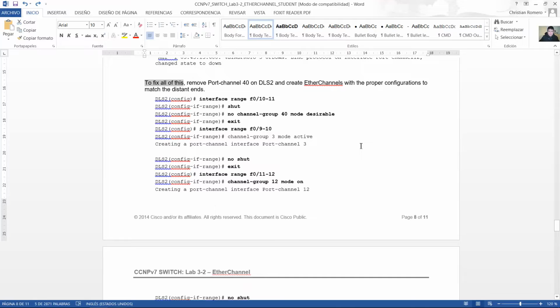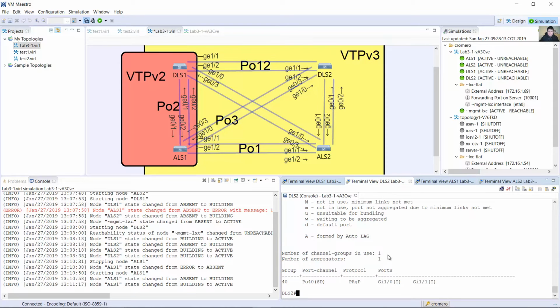Fix all. Okay, and go to DLS2. Show EtherChannel summary. The port channel 40 uses gigabit 10 and gigabit 11. Okay, this is not good because gigabit 10 on DLS2 is facing ALS1 and gigabit 11 on DLS2 is facing DLS1. Okay, and using Port Aggregation Protocol.